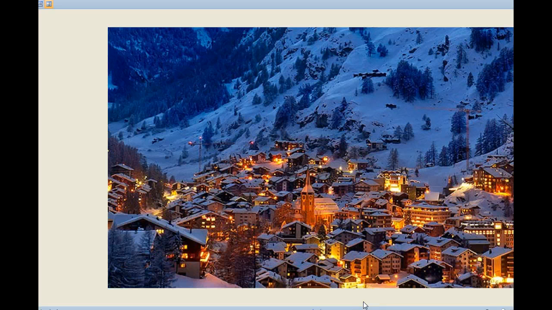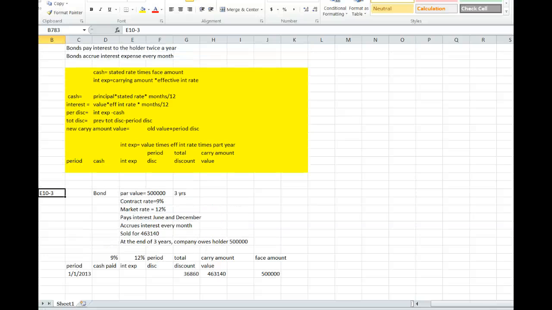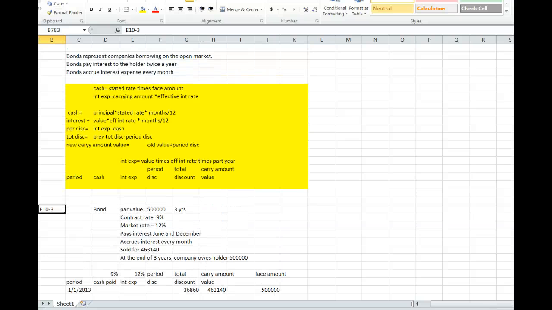Today's accounting lesson is on bonds payable. So bonds are long-term liabilities. These are how companies borrow money in the open market. All right, and we're going to take a short look at some features of bonds. Here are some points.